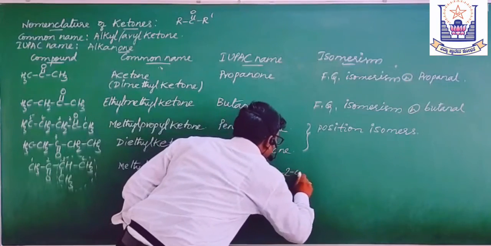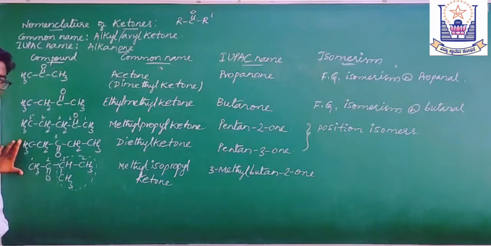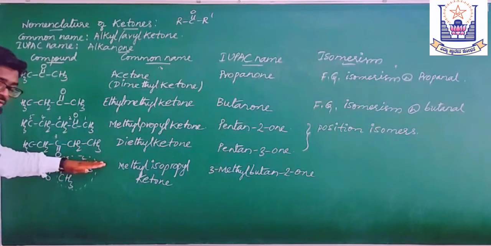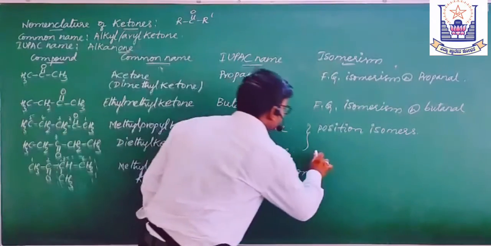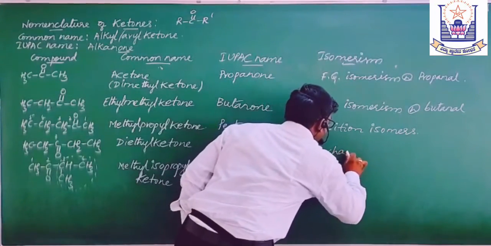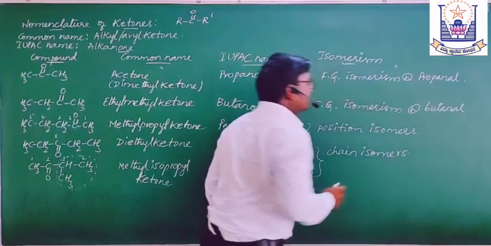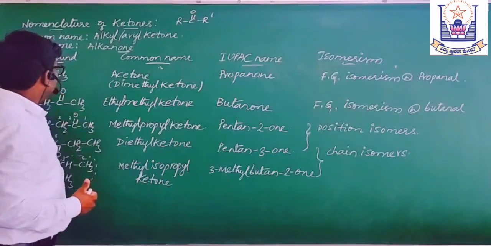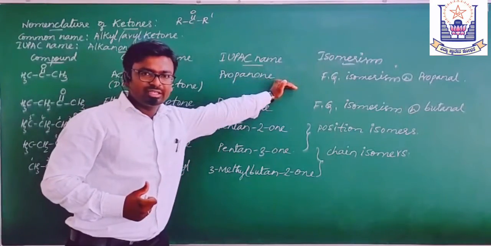See, these two compounds have the same molecular formula, but differ in the number of carbon atoms in the chain. In this chain you have 5 carbon atoms. In this parent chain you have only 4 carbon atoms. So therefore, these two are said to be chain isomers. Here what we are understanding from this example, the first member can exhibit only functional group isomerism with the aldehyde.